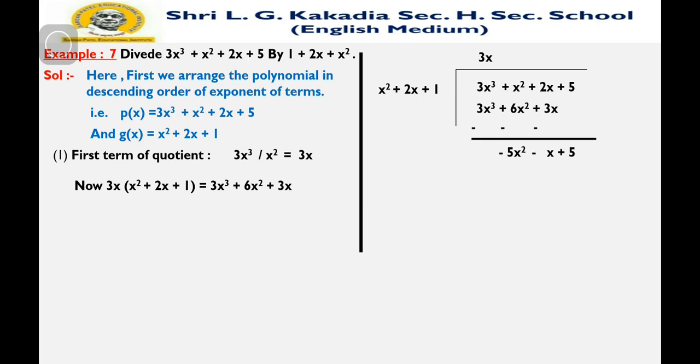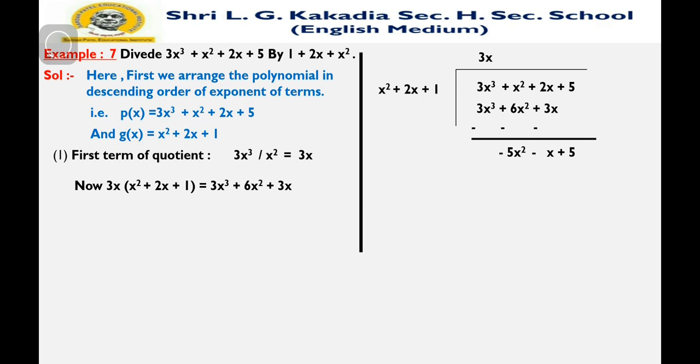So we get 3x cube minus 3x cube is equal to 0. Then plus x square minus 6x square, that is minus 5x square, plus 2x minus 3x, so it is minus x, and the remaining part of the dividend, plus 5, we put as it is. So it is now the new dividend.